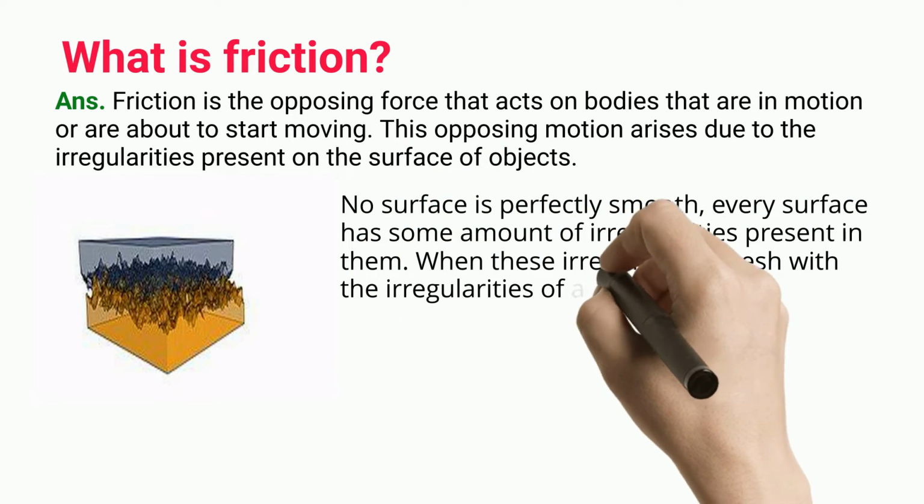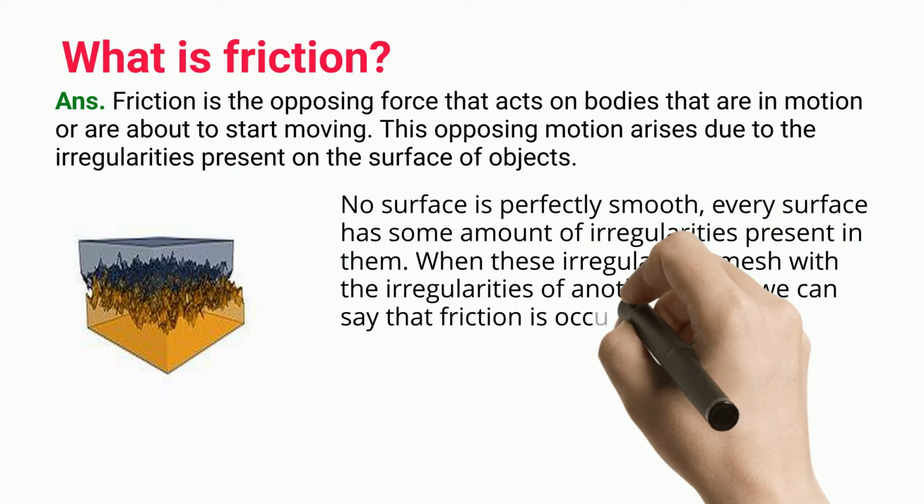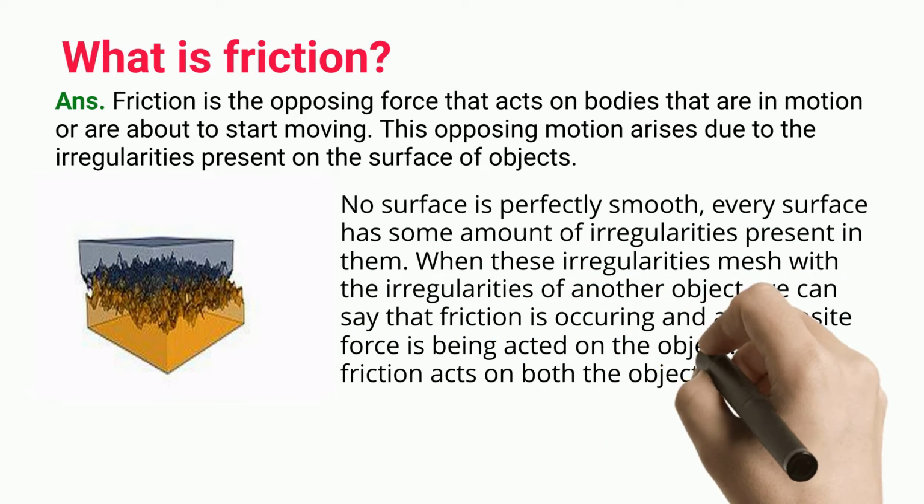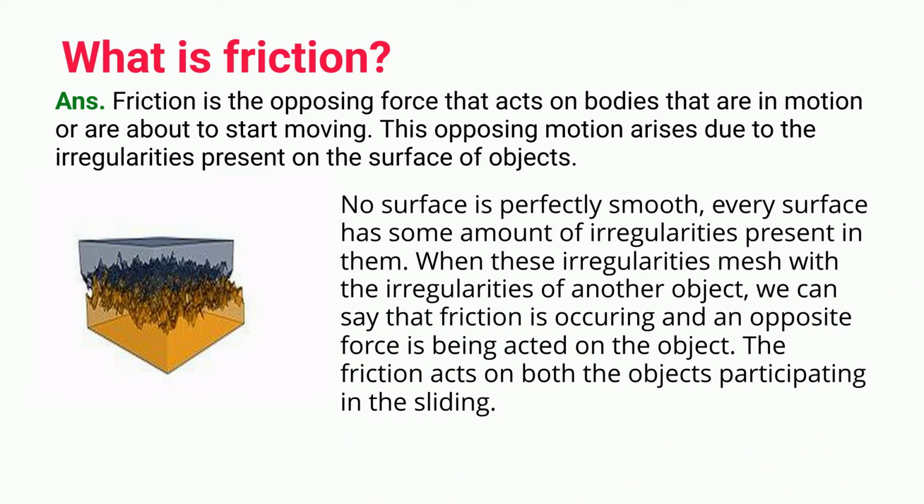When these irregularities mesh with the irregularities of another object, we can say that friction is occurring and an opposite force is being acted on the object. The friction acts on both the objects participating in the sliding.